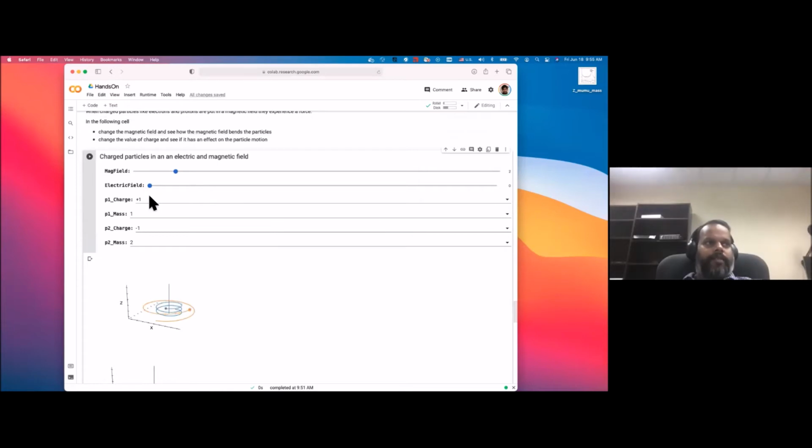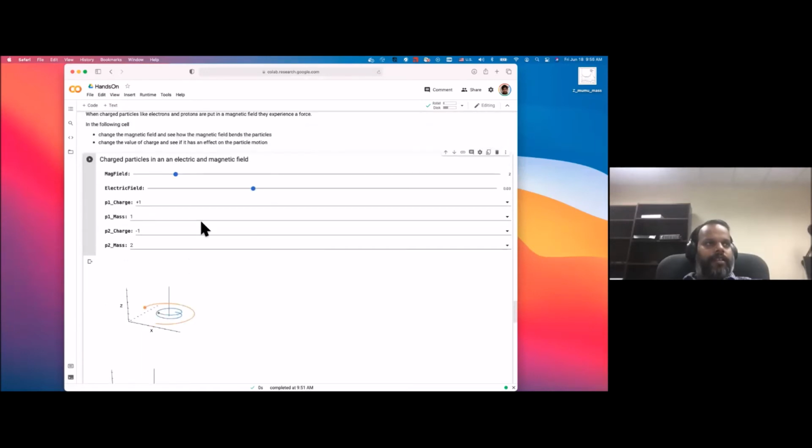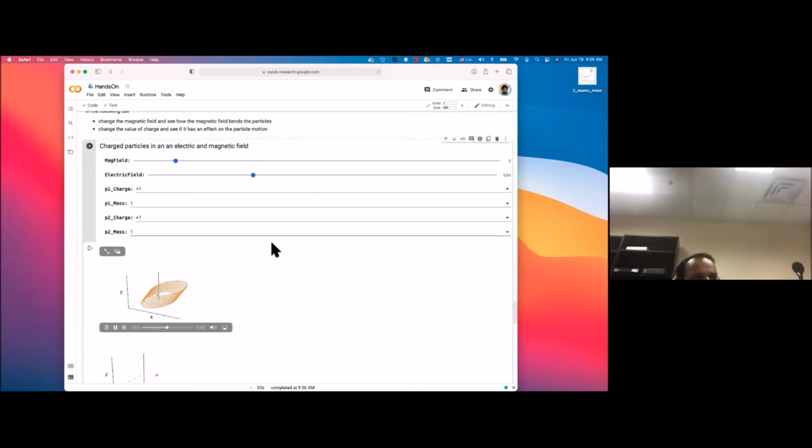I would start with a magnetic field of 2 and an electric field of 0.03 units, and then a charge of +1 for both particles, and the same mass. In this case, both particles should go the same way. So you see that? I've chosen 2 particles. Both of them are identical because both of them have the same charge and the same mass.